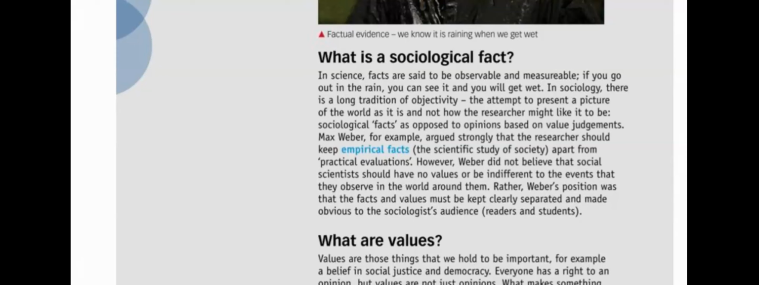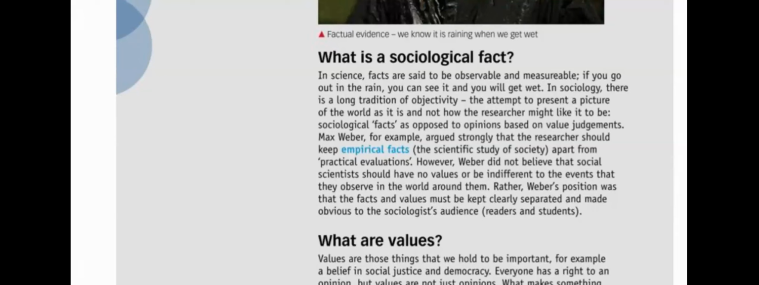So the factual evidence, the example that they've given us, is that rain is factual evidence: you can see rain, you can feel rain. Similarly, when you talk about sociology, touch is another sociological fact. You can feel touch, you can see touch, all of those things. So anything that is tangibly there, tangibly as in something that you can feel or touch, that is basically a fact of society. However, Weber did not believe that social scientists have no values or are indifferent to the events that they observe in the world around them.